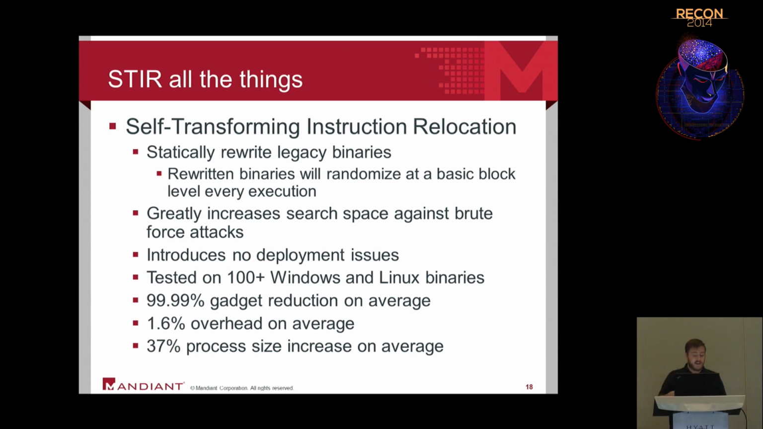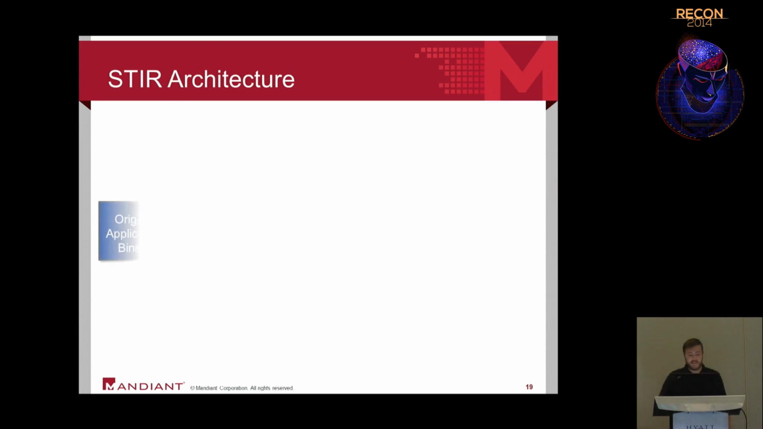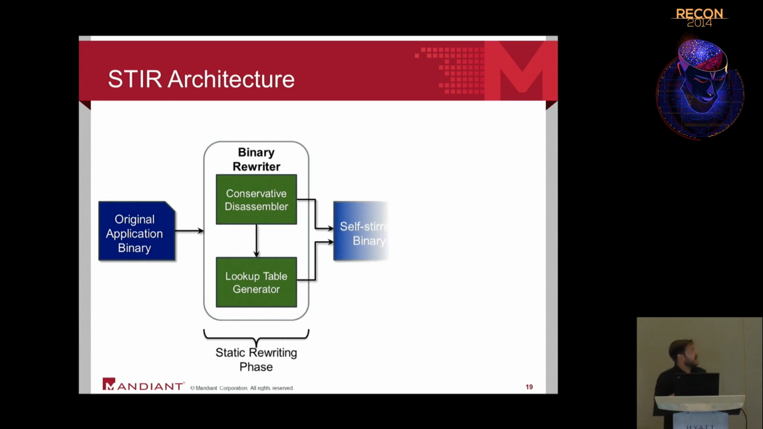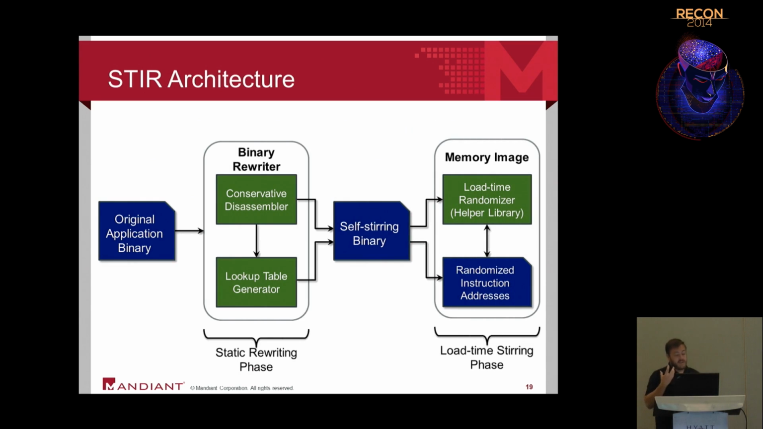So we were really successful in rewriting these. The general architecture here is that we take the original binary, we disassemble it conservatively, and I'll describe what I mean by that in just a second. We generate a lookup table, and I'll describe that as well in a second. And then we put all that back together into a self-randomizing binary, the binary that we want, so that at runtime we have this load time randomizer, which is like a helper library that will randomize it at runtime and then pass execution to the binary, and suddenly you have your randomized binary.